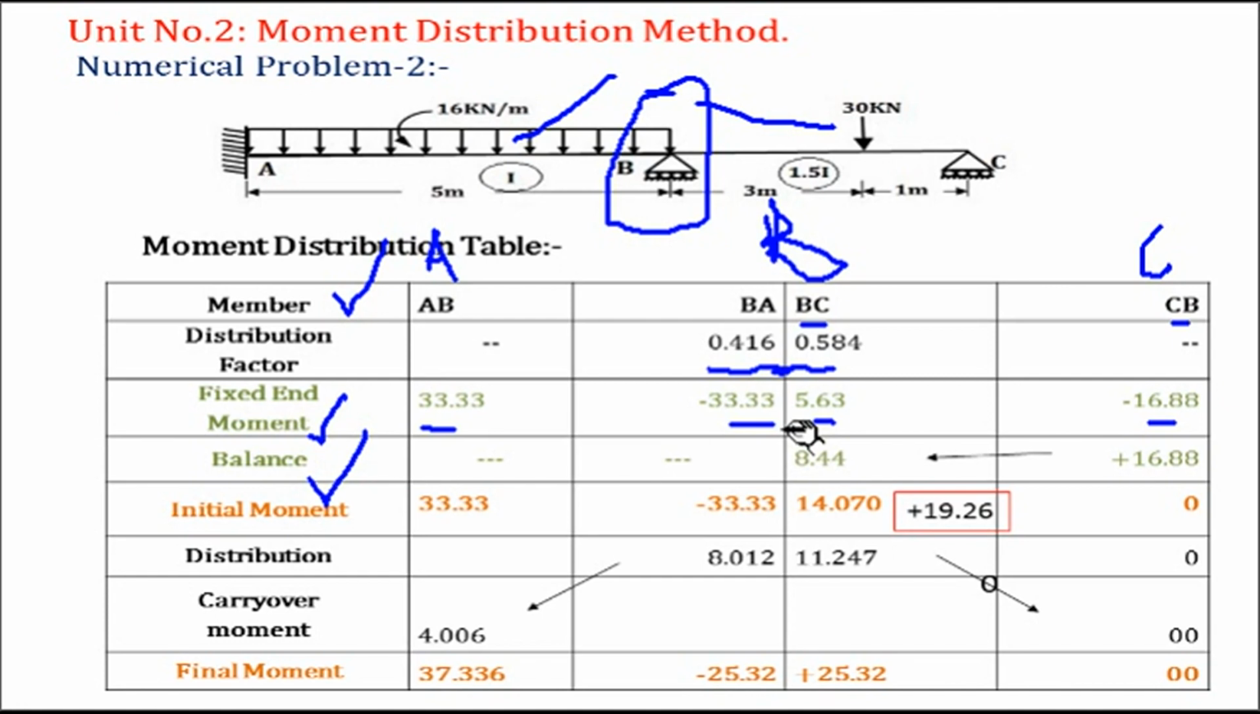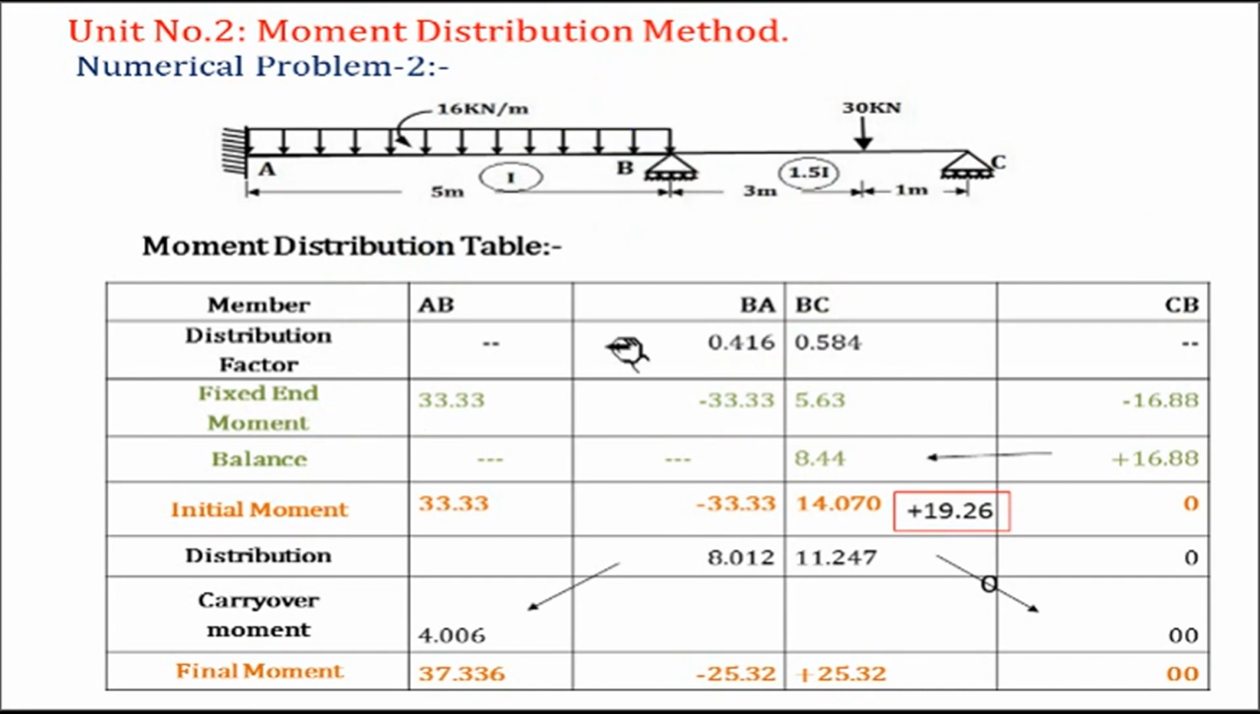Now here at joint B, to maintain the equilibrium, whatever the moment at B from AB support or from BC support, their addition should be equal to 0. So whatever the moment coming from BC, these are the moments acting on this B support. So their addition should be 0 to maintain the equilibrium.